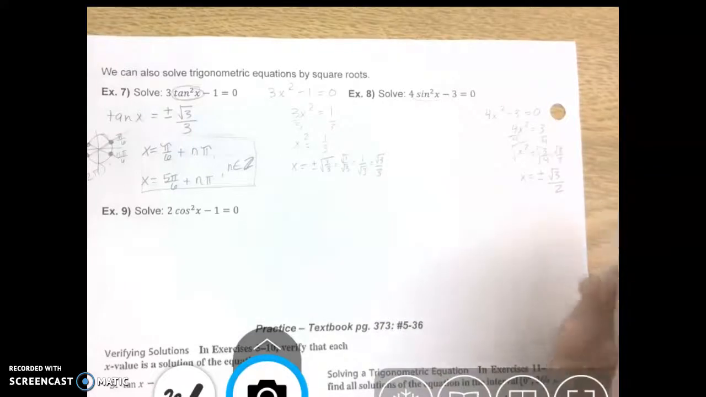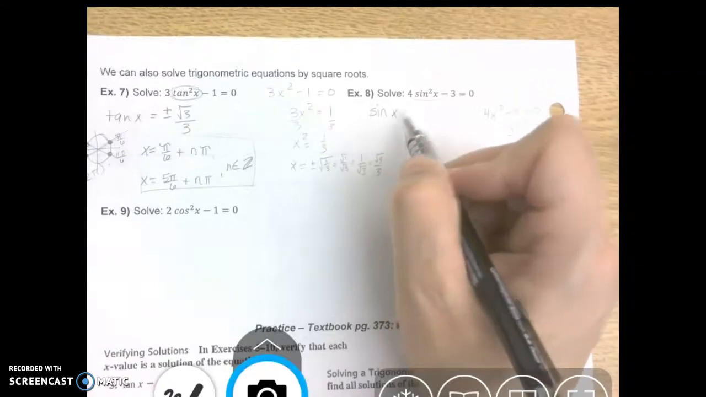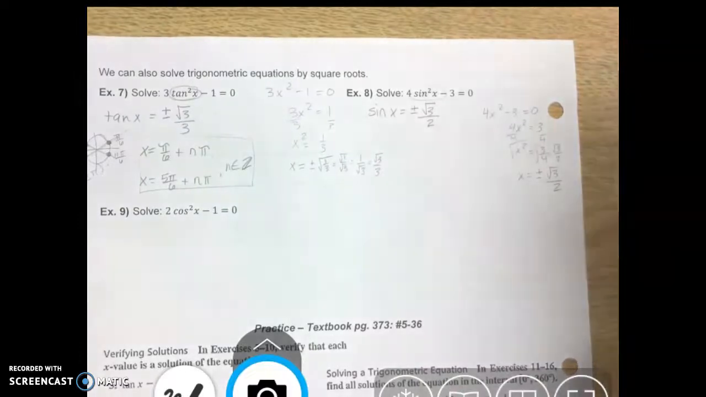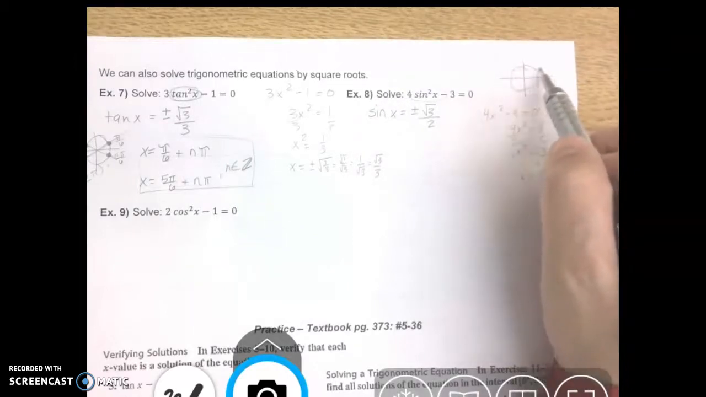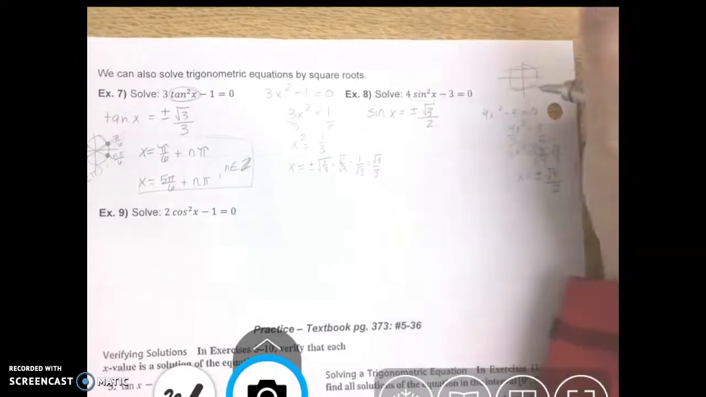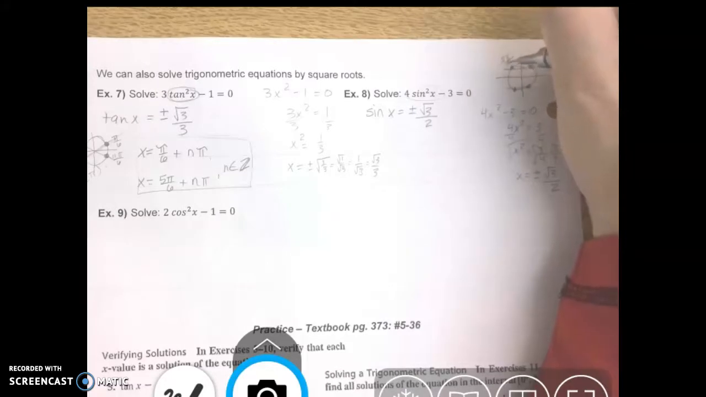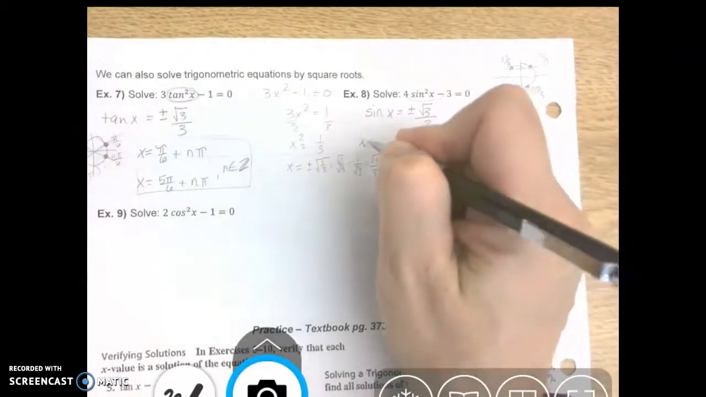So this is a sine. Okay, so my equation is that the sine of x is equal to plus or minus the square root of 3 over 2. Alright, so my unit circle, the square root of 3 over 2 is like almost 1 and almost negative 1 here. So these are going to be my pi over 3. So I got pi over 3, I got 2 pi over 3, I got 4 pi over 3, and 5 pi over 3.